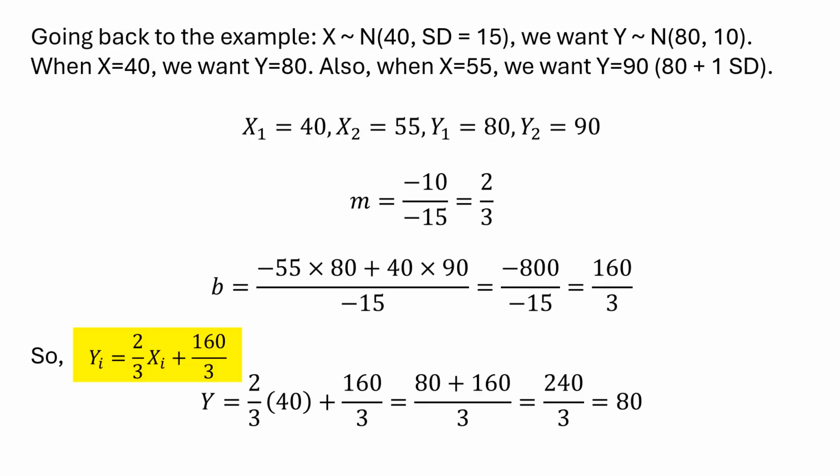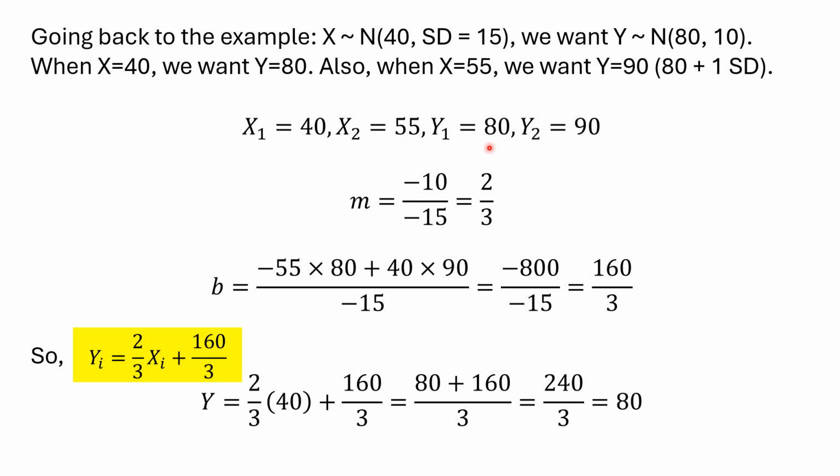So let's look at some examples. Going back to the distribution here, where x is normal with mean 40 and standard deviation 15. Again, we want our transformed or adjusted scores, the y's, to be normal with mean 80 and standard deviation 10. So when x is the mean, 40, then we want y, our desired mean, to be 80. So 80 is the border between the B's and the C's.